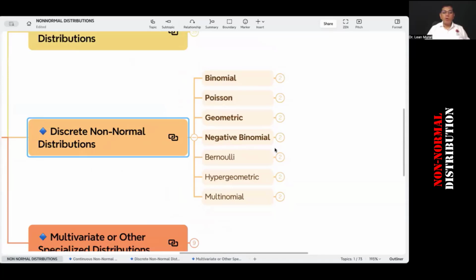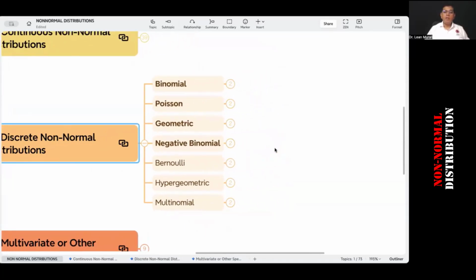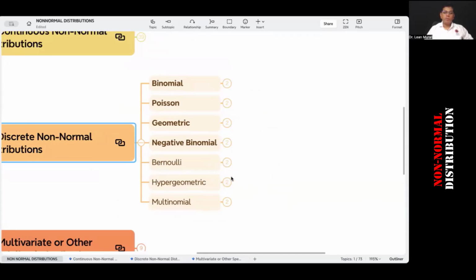Now, discrete non-normal distributions are binomial, Poisson, and geometric. These are the three major ones. The top three I've put here, all BPG. Okay, all of you type BPG in the chat box. If you remember the top three, it is enough. Binomial, Poisson, and geometric distribution.